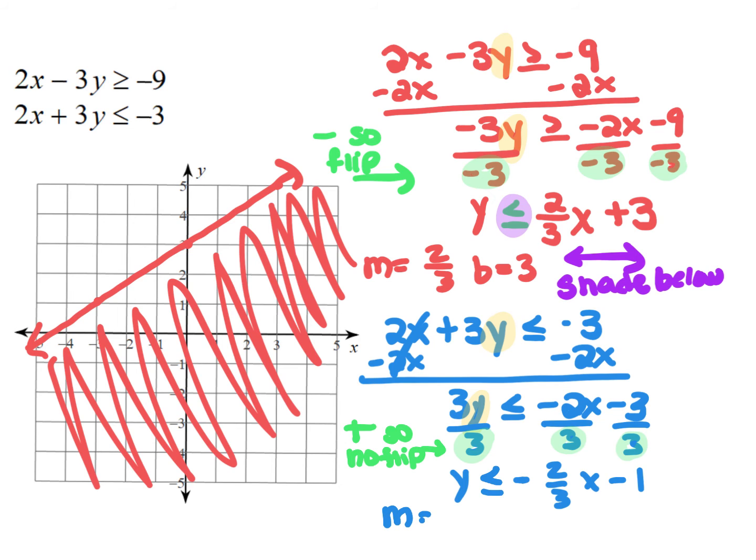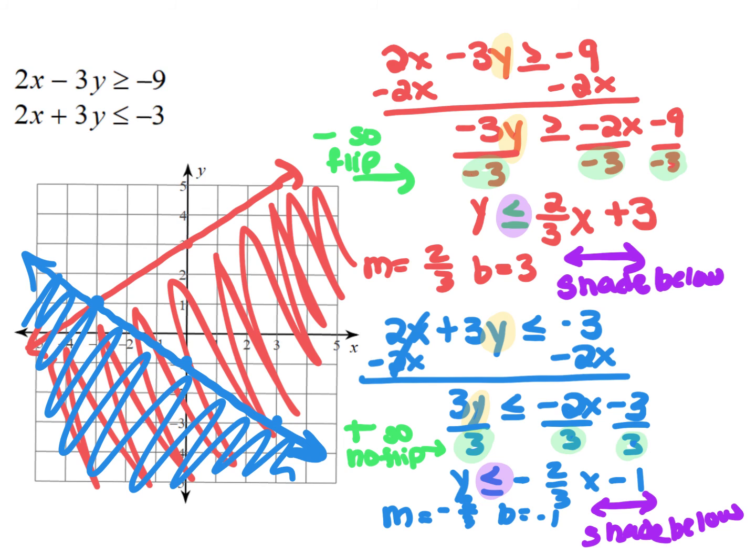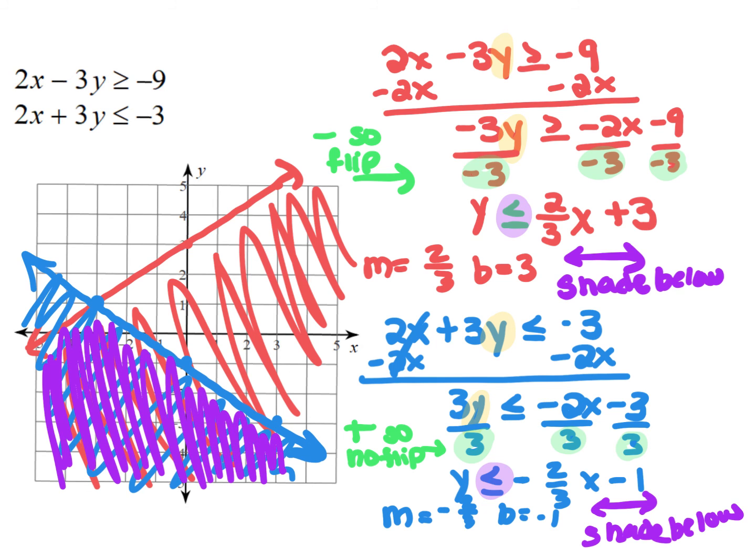So now if I want to graph, I get a slope of negative 2/3 and a y-intercept of negative 1. So I'm going to start at negative 1, go down 2/3, and I can add additional points in the other direction. And then because of my symbol, it's less than or equal to, so this means I'm going to use a solid line and shade below. So I can draw in my solid line and shade below. So the solution is the intersection of these two regions. So my solution would be this whole area, which is covered in both red and blue.